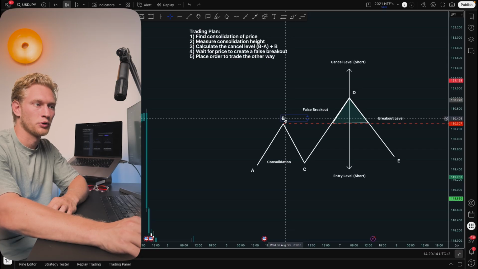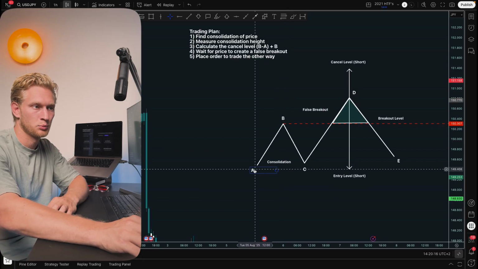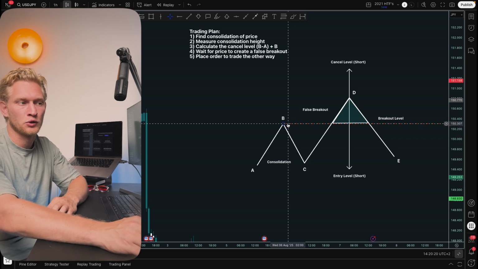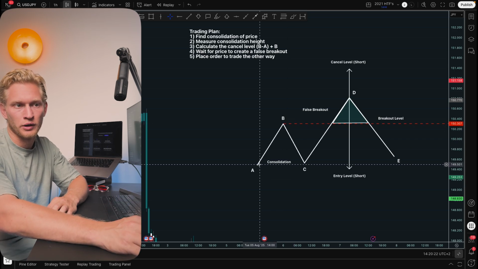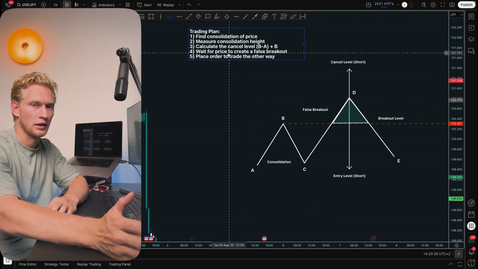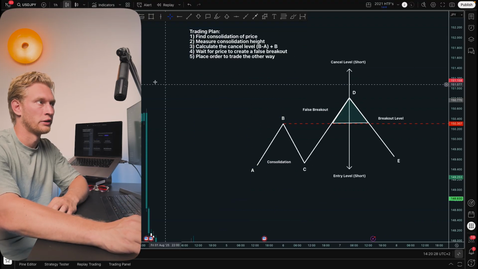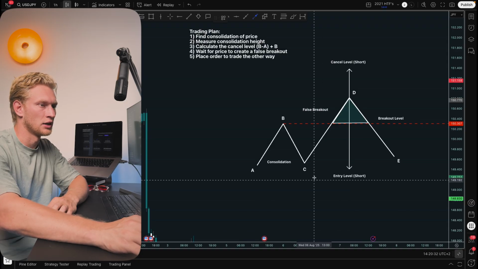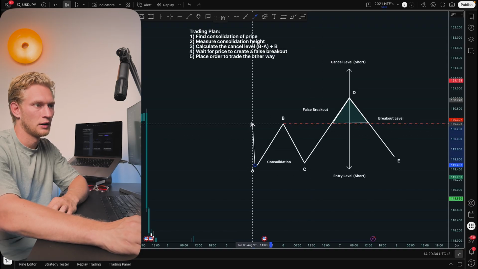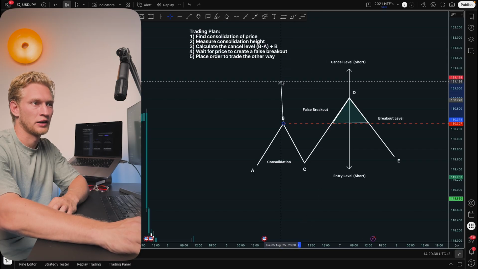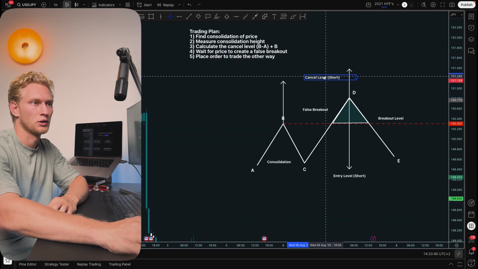Well, you take the highest price, B, minus the lowest price, A. So that is, let's say, real quick, 150,300 and 149,500. So you take B minus A, and then you have the consolidation area. Why do we do that? Well, that's because this part is added to B, and then you have the cancel level short.